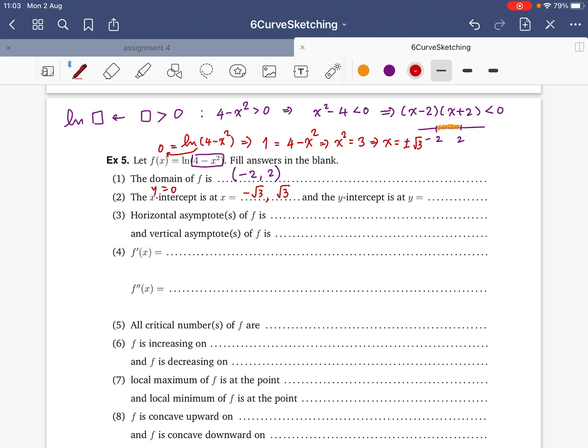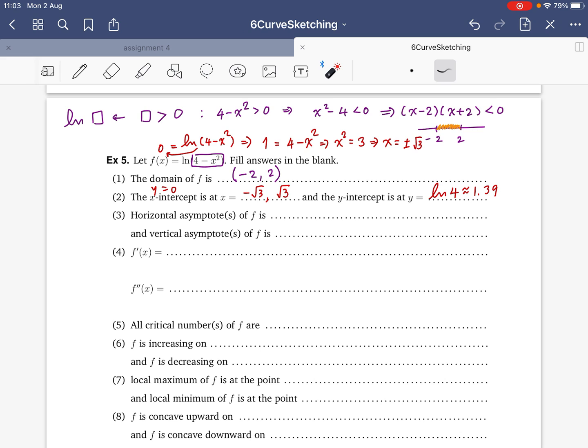For the y-intercept, you are going to let your x equal 0 and you have log of 4. You may use your calculator to find that log of 4 is approximately 1.39. What will be your horizontal asymptote? For the horizontal asymptote, you are going to let your x become either positive infinity or negative infinity.